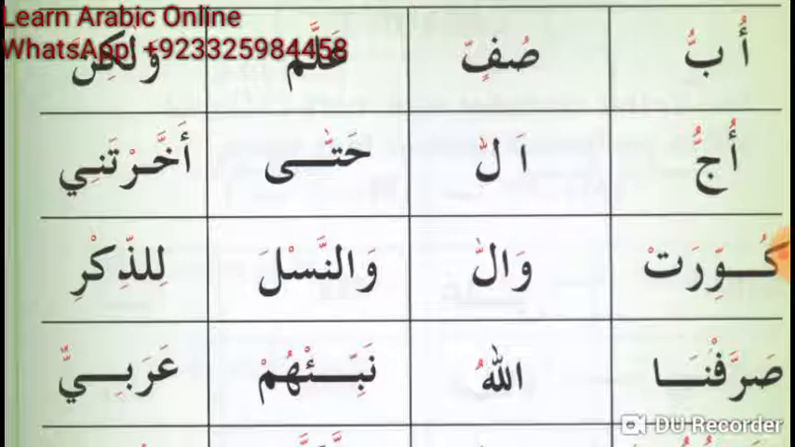Starting with walakin. Yes, salatin. Walakinna. Okay. Walakinna. Akharatin. Look, there's no vowel on ra, there's only sukoon. Akhartanin. Okay. Akhartanin.